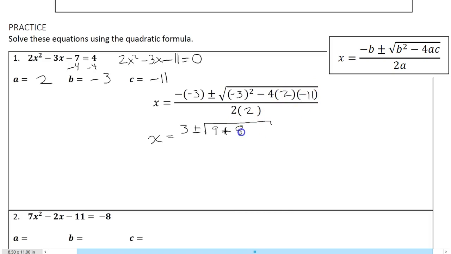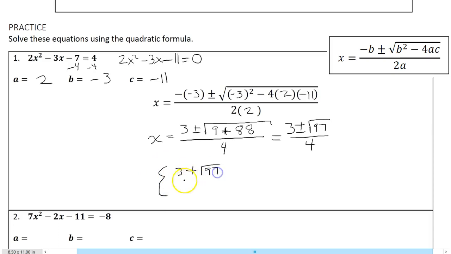4 times 2 times 11 is 88. The bottom of the fraction is 2 times 2 for 4. The answer then is 3 plus or minus the square root of 97 over 4. The square root of 97 cannot be simplified, so our two answers are 3 plus the square root of 97 over 4 and 3 minus the square root of 97 over 4.